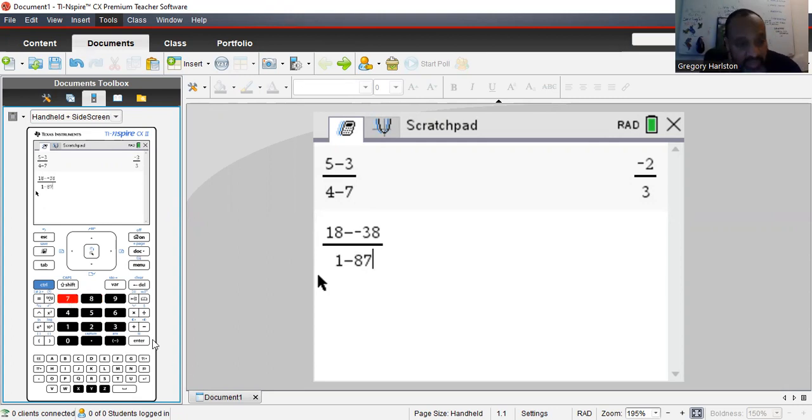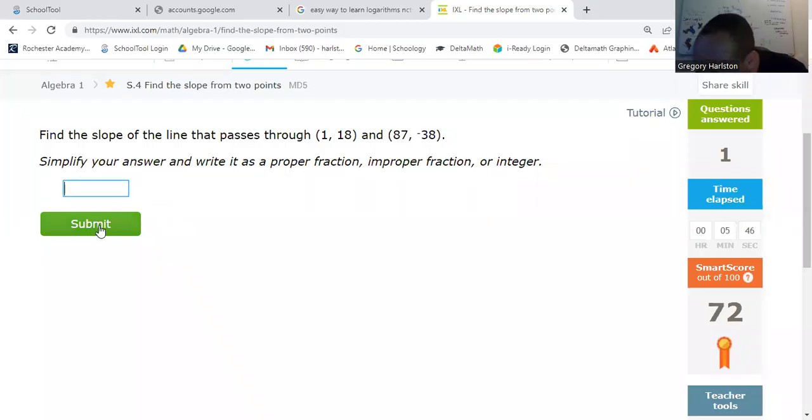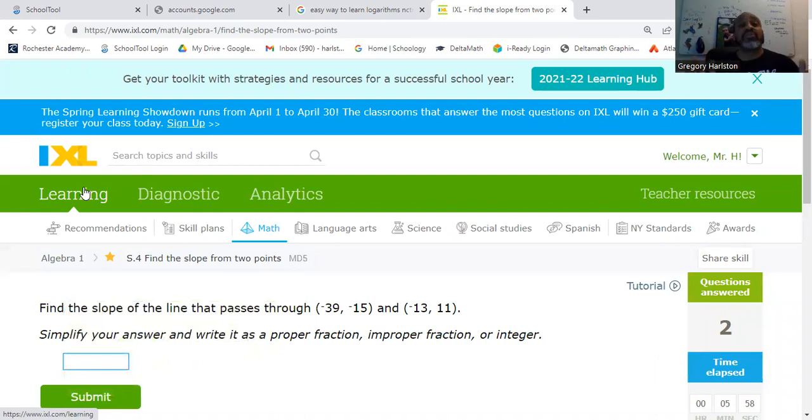All right, so I press enter. It tells me that the slope is negative 28 over 43. That is wild. Negative 28 over 43. So I'm going to trust the calculator. I need to write that down. Negative 28 over 43. So I'm going to go to the IXL, make sure I got all the numbers right, and I do. So I'm going to put in negative 28 divided by 43, and I press enter. And it says super.